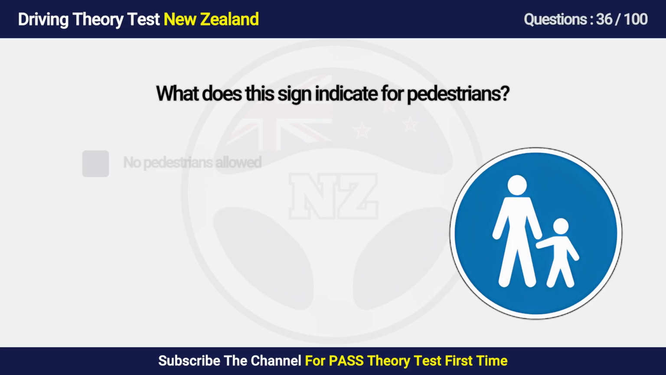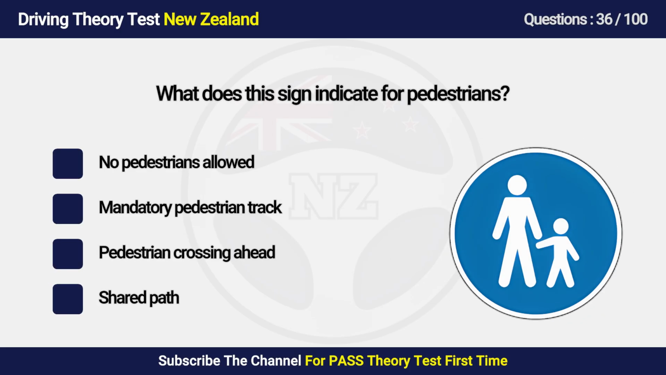Question 36. What does this sign indicate for pedestrians? A. No pedestrians allowed. B. Mandatory pedestrian track. C. Pedestrian crossing ahead. D. Shared path.